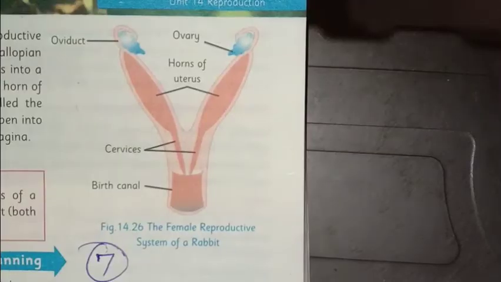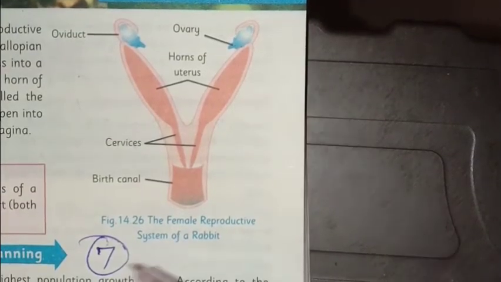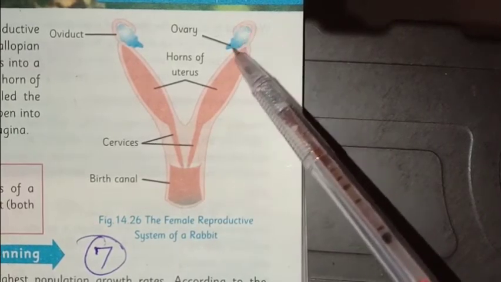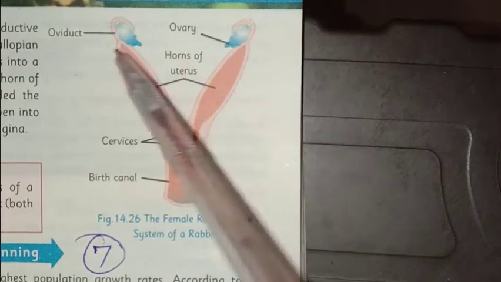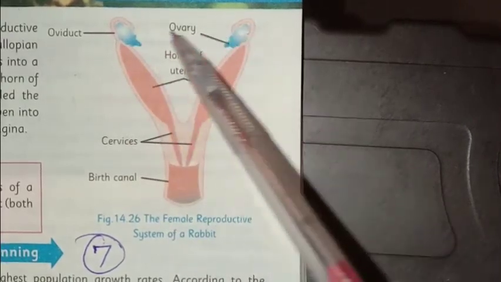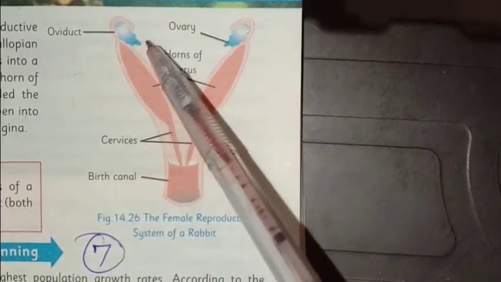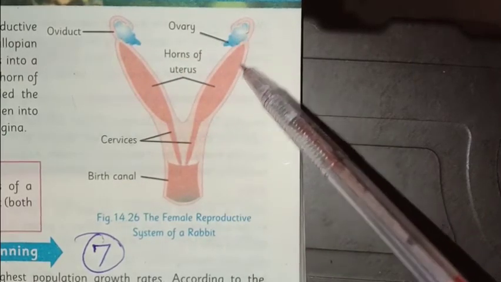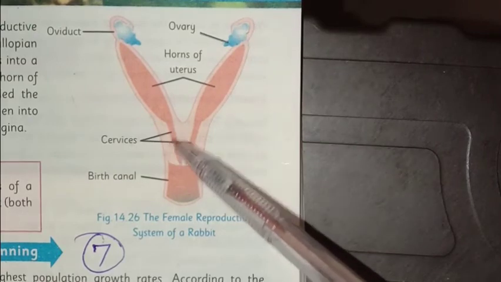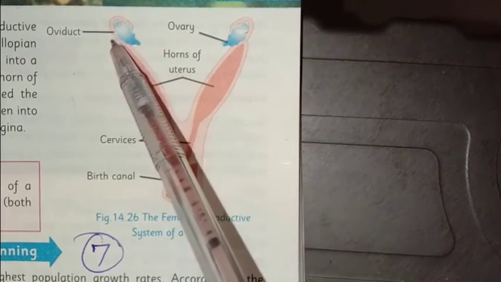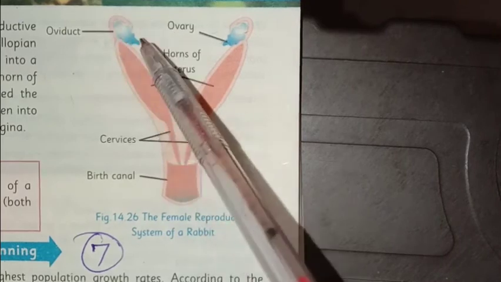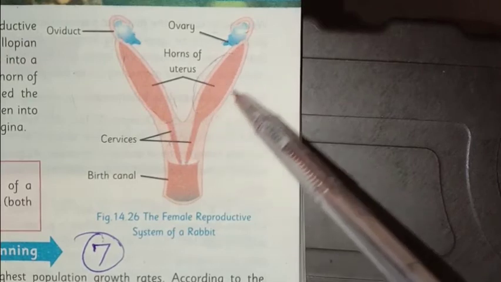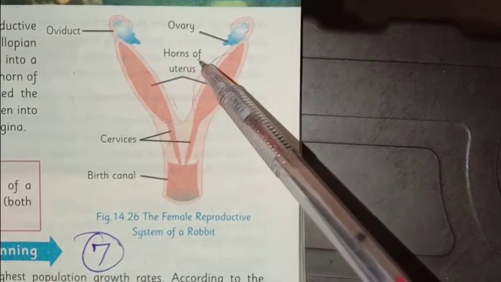The diagram shows the female reproductive system of rabbit. There is the oval structure called the ovaries. There are two ovaries in the female rabbit, and the long duct connected with the ovary carries the mature egg to the uterus. So this is called the oviduct. The oviduct connects with the sac-like cavity. This sac-like cavity is called the uterus or horn of the uterus.